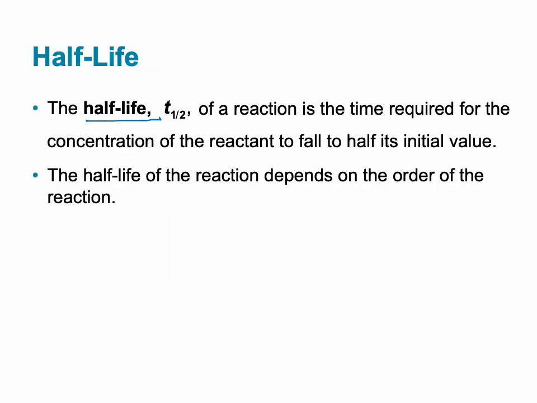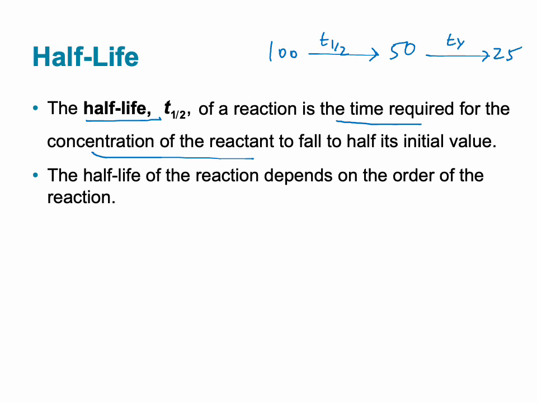Half-life. We've talked about this in nuclear chemistry as well. Half-life is the amount of time that is needed to reduce the concentration of the reactant to half of its original value. So if I started with 100, the amount of time it takes for the sample to reduce to 50 is called half-life. For example, next half-life would be when 50 turns to 25, that's the second half-life. And in all the cases of different order of reaction, we can use the integrated rate law to calculate what is t half.